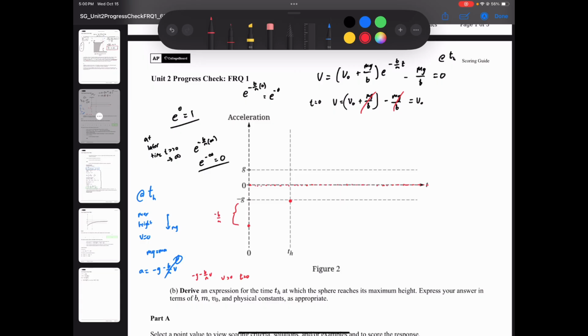Well, hold on, let me make sure that's clear. So here, let's look at the differential equation. I know that at some time t much greater than 0, this whole expression, v equals v naught plus mg over b times e to the negative b over m times t, is going to trend to 0 because e to the negative infinity equals 0. And then all we have left is the minus mg over b. That's going to be the terminal velocity.